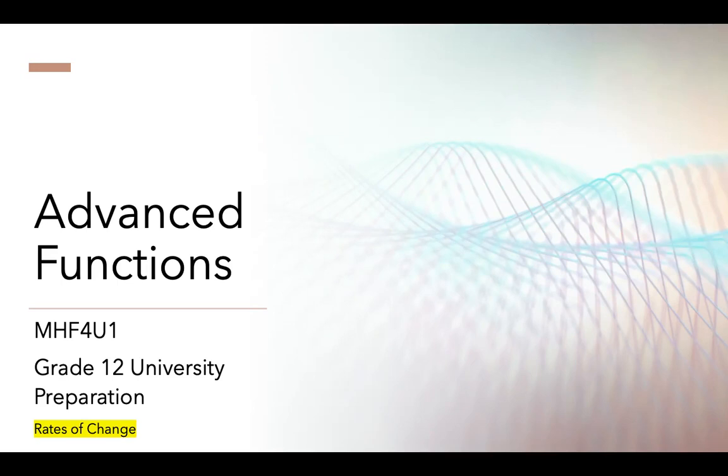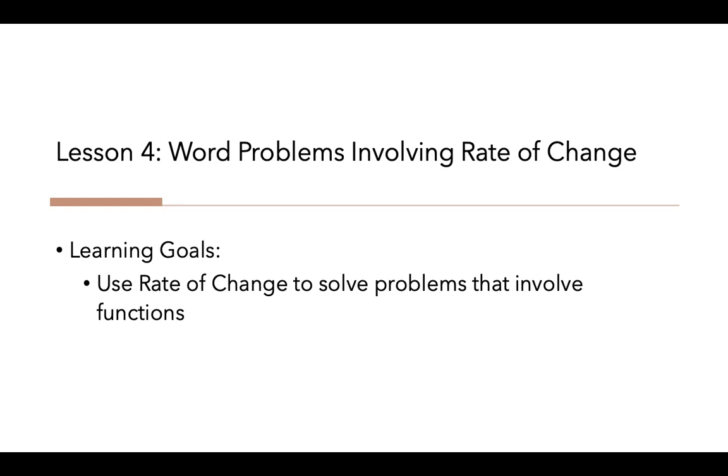This is still under the Rates of Change lesson. We're going to take a look at lesson number 4, which is applying the word problems involving rate of change. So our learning goal today is to take a look at a variety of word problems in an application setting where we can find the instantaneous rate of change and average rate of change.